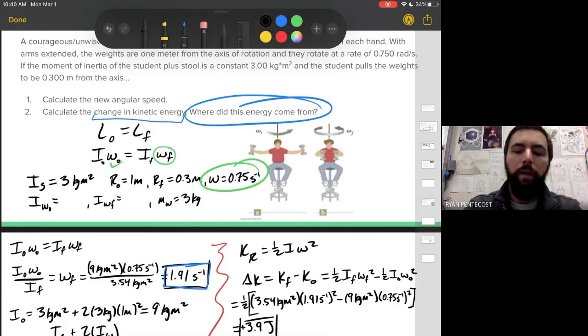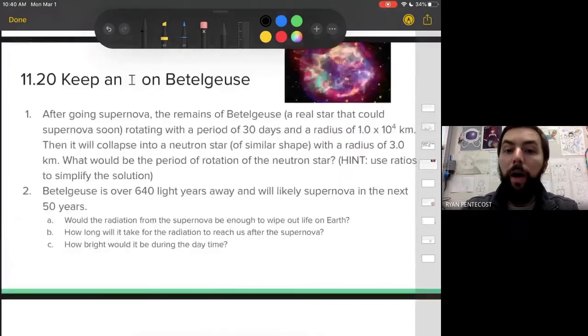Right. Next problem. Keep an eye on Betelgeuse. I for moment of inertia. So after going supernova, the remains of Betelgeuse, which is a star that could supernova soon or possibly has already supernovaed, more on that in a second. The remains of Betelgeuse, the red supergiant, after it supernovas, all that's left behind is the core.